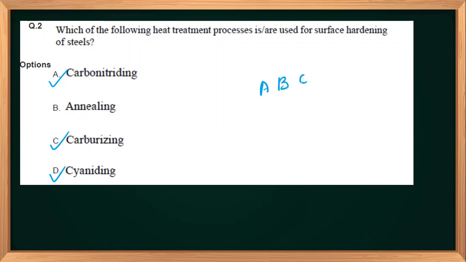So the answer will be A, B, and C. Those who write A, B, and D, or not B, okay, B will not be there. Those who write all these three right will get 1 mark. So that was from the materials part.